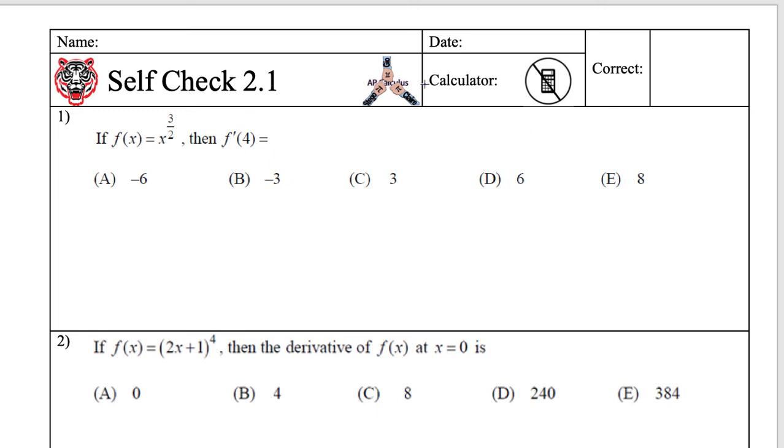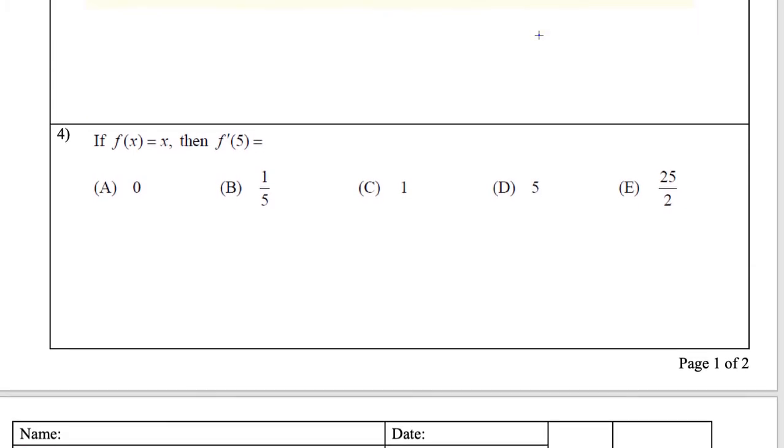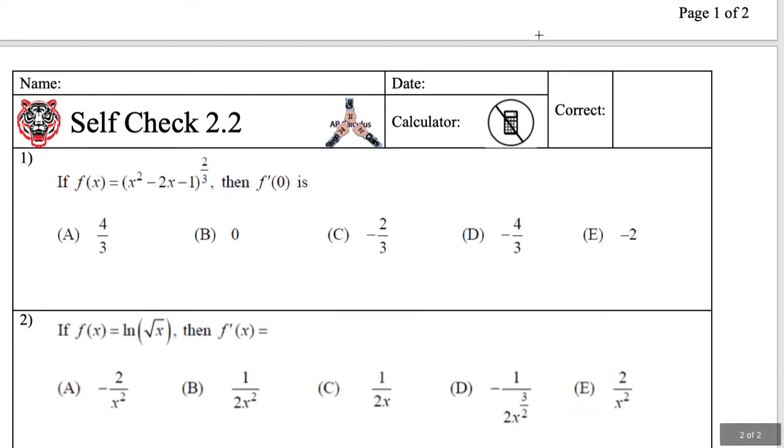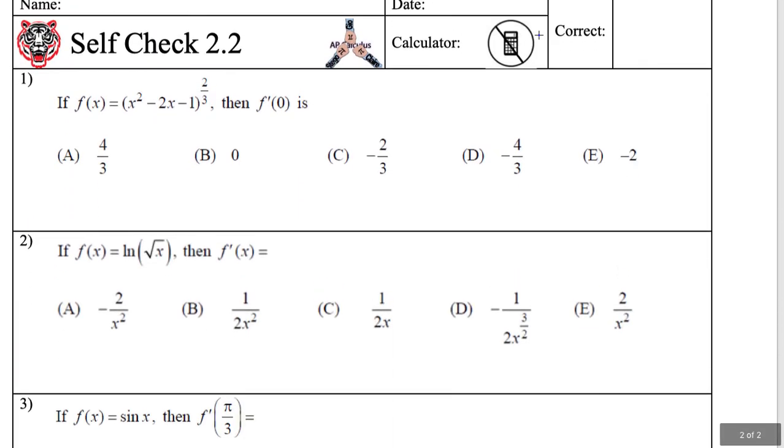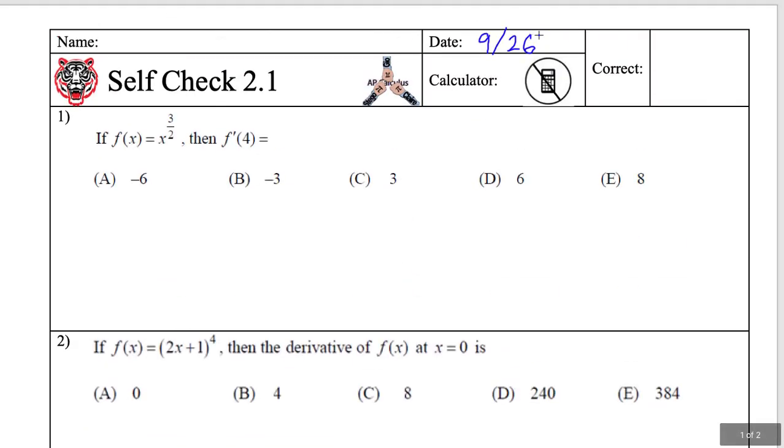All right, so we are in AP Calculus. Today's date is Thursday, September 26, 9/26/19. All right, so we are done with the self-check. We gave ourselves 8 minutes to do 4 questions, and then we don't have this on the backside. I'll fix it for next year, but I'll hand out self-check 2.2 after we go through this one.